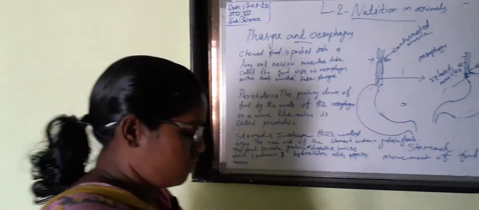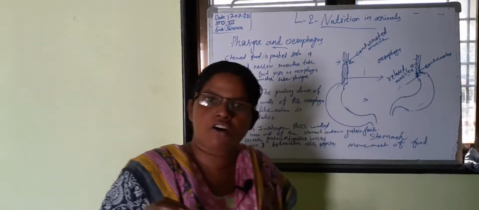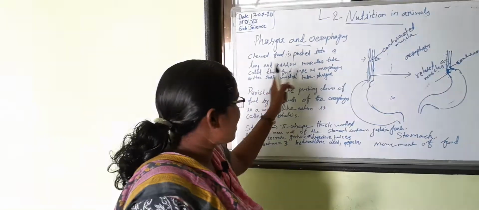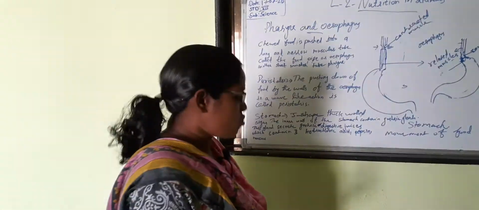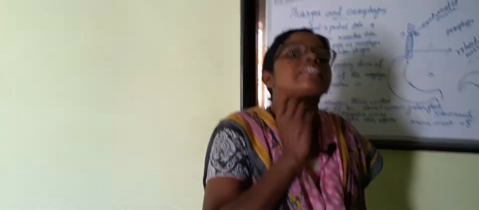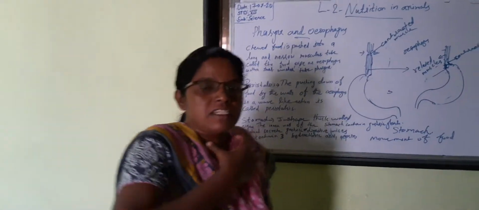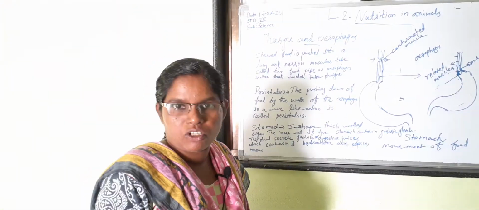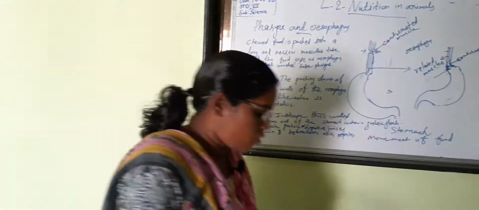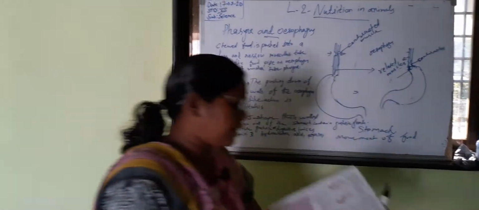Okay. First, what are the functions of this muscular tube, the esophagus and pharynx? What are the functions of the pharynx and esophagus? So the pharynx is first. The food is kept inside the mouth and pushed here. Next is the long narrow muscular tube. The food goes through that tube. Where does the food go? To the stomach only.